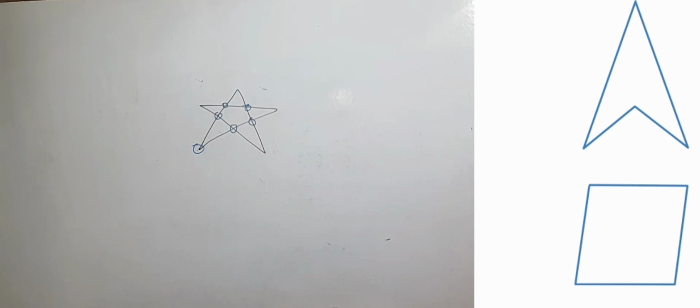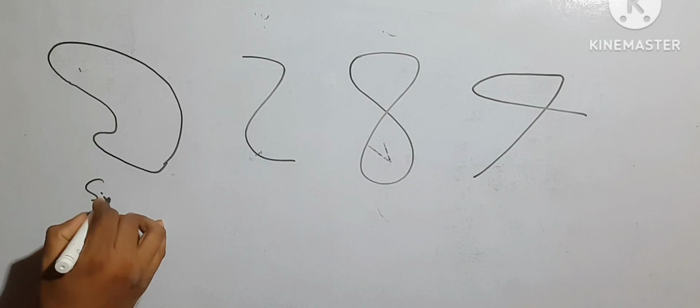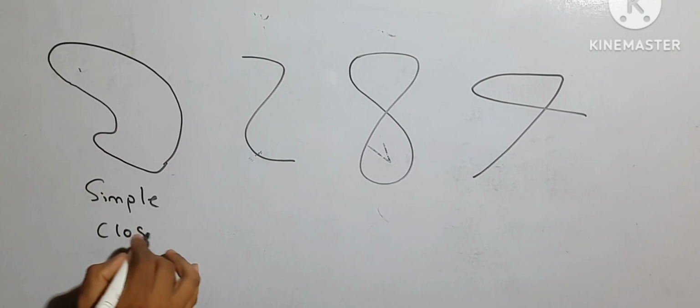Next, let us do a small worksheet. These are the 4 diagrams available on your screen. Now you have to tell me which one is a simple curve and which one is a closed curve. Simple means it should not intersect. In the first one, it's not intersecting. Moreover, the starting point and ending point are the same. So it is simple because it's not intersecting, as well as closed. It is simple as well as closed.